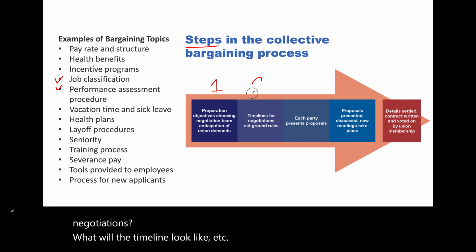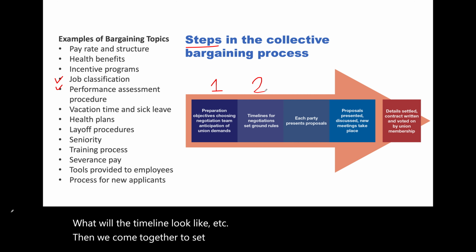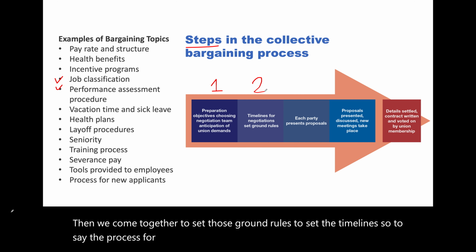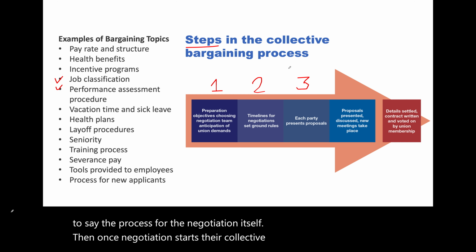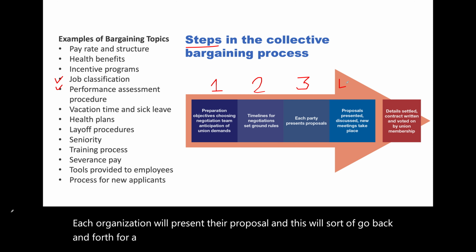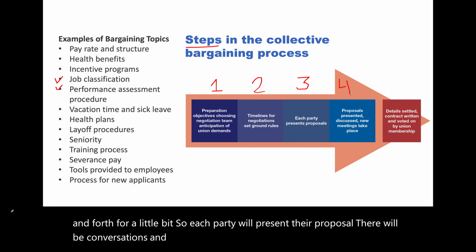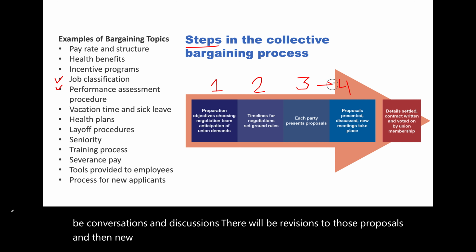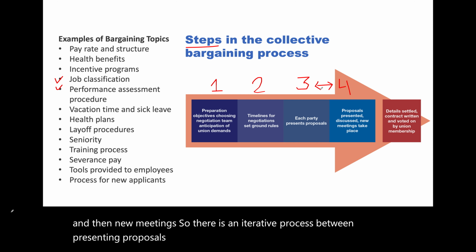Then we come together to set those ground rules, to set the timelines, so to say, the process for the negotiation itself. Then once the negotiation starts, the collective bargaining starts, each party will present their proposal, and this will go back and forth for a little bit. Each party will present a proposal, there will be conversations and discussions, there will be revisions to those proposals, and then new meetings. So there is an iterative process between presenting proposals, discussing them, and revising them.